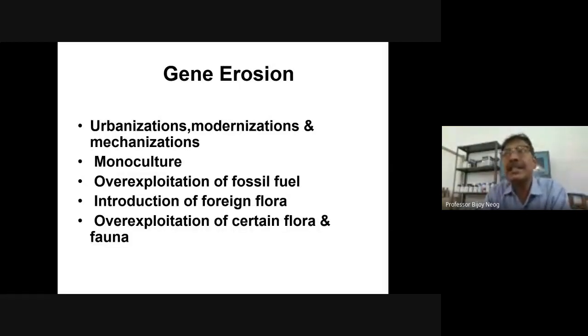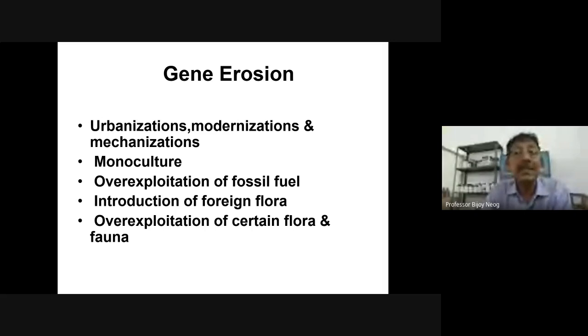When we talk about gene erosion, we are losing a lot of plants and animals, and that is referred to as gene erosion. Along with the genes, we are also losing some characters, and those characters we cannot take back to nature by chemically synthesizing the DNA or the RNA or something like this.